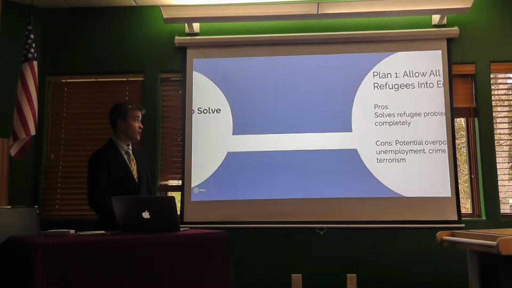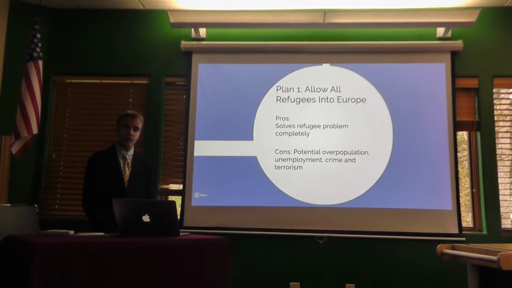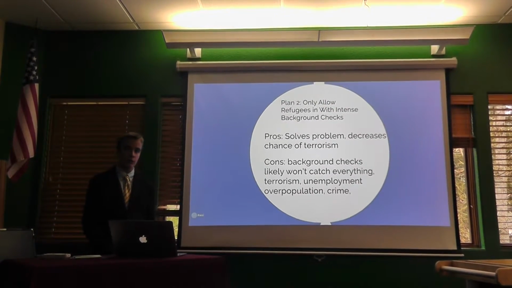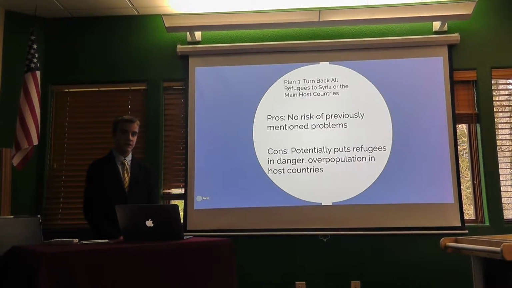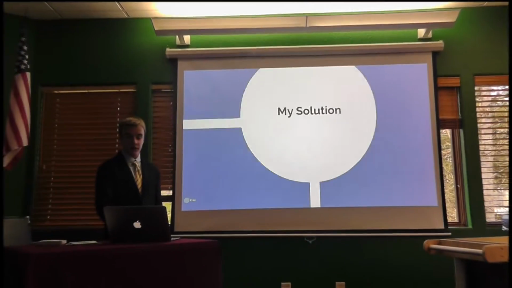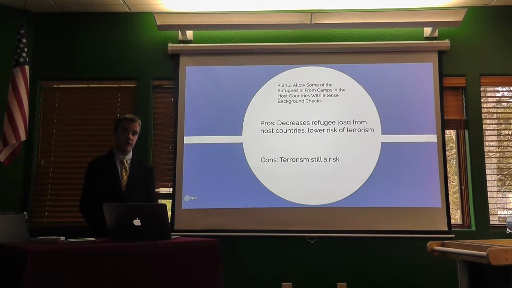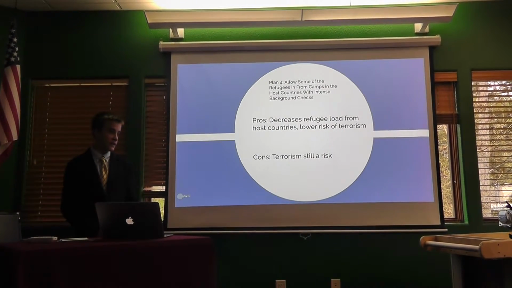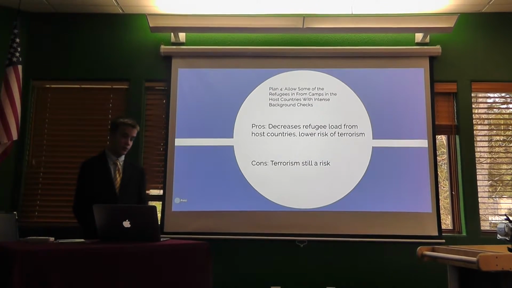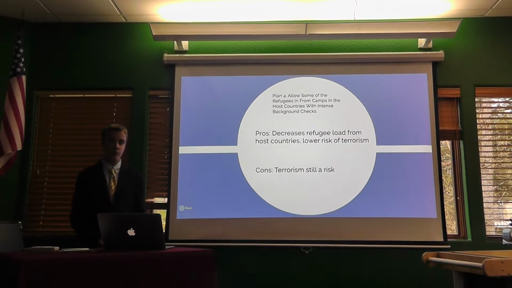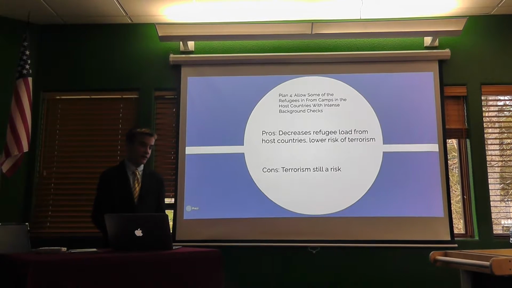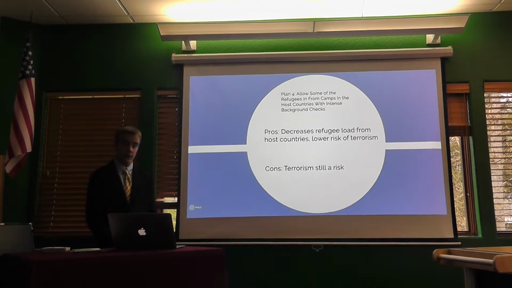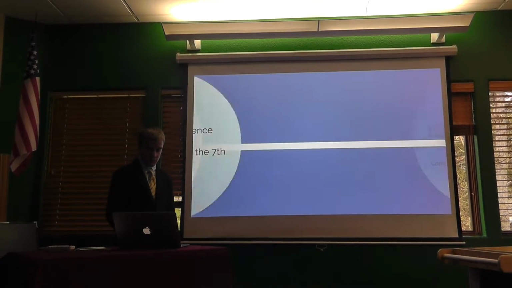So what are some potential ways to solve the problem? One solution that has been proposed is to allow all the refugees into the country without restrictions. A second plan that has been proposed is to only allow the refugees in with intense background checks. The third plan that has been proposed is to turn back all the refugees to Syria or the 5 main host countries. So my solution is to only allow a small amount of refugees into the countries while maintaining most of them in the refugee camps and expanding those. This would solve the problem partially because the refugee camps wouldn't be overflowing with refugees, but neither would the European countries. So I believe this benefits the refugees, the European countries, and the camps.